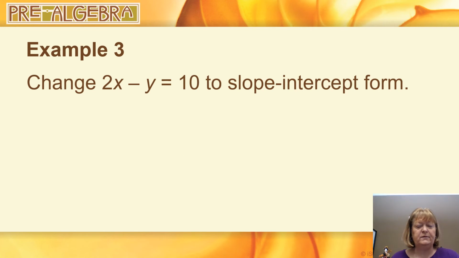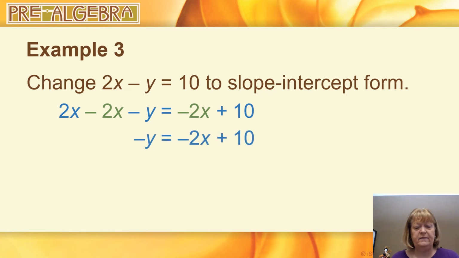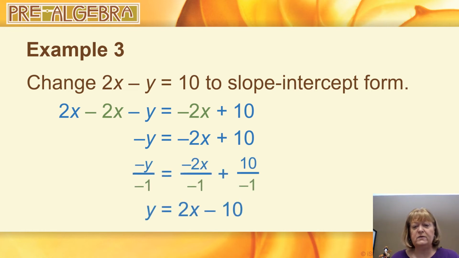Good. Example: change 2x minus y equals 10 to slope-intercept form. We're going to subtract 2x on both sides. So we have negative y equals negative 2x plus 10. Now, y is not by itself though. Remember, you must divide by negative 1. Y equals 2x minus 10. Therefore, if I was going to graph this linear equation, I go to 0, negative 10, and my slope is up 2, right 1, because it's a positive slope. Notice the number in front of x is positive 2.